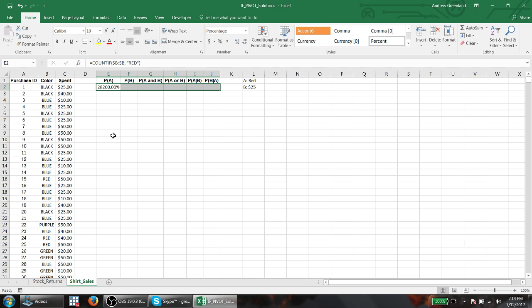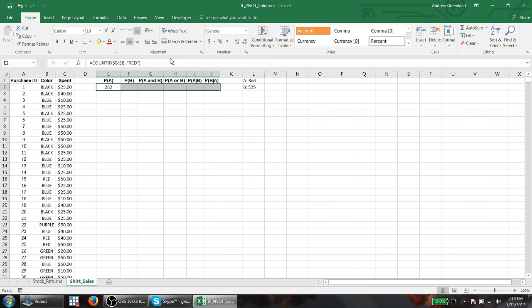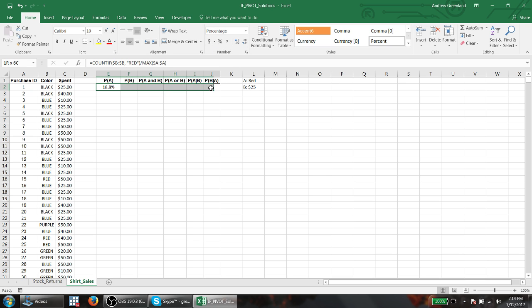Now this is currently listed in a percent, and that's my mistake. I'll change that right now for simplicity. We'll see that there are 282 of those individuals here. Now, to turn this into a probability, we need to divide this by the number of observations in our data set, which we can get as the max of our observation number, or our purchase ID number. With this, we'll know that it's 0.188, or an 18.8% chance of observing a red shirt purchased.